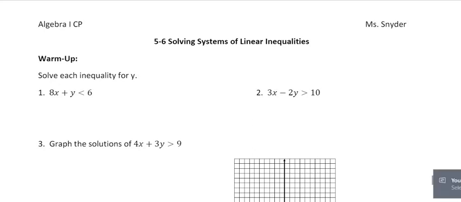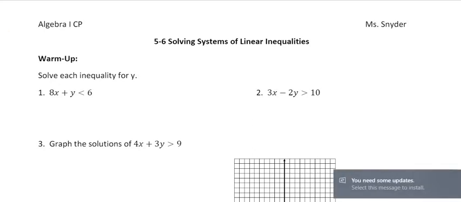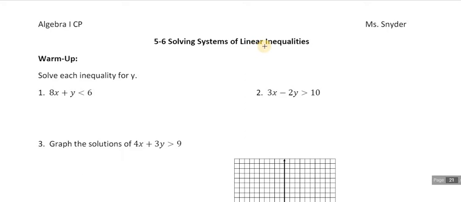To finish up Chapter 5, we're going to be solving systems of linear inequalities. So we've got 3 warm-up problems. The first 2, you're just solving each inequality for y, meaning get y by itself. The third one, you are to graph the solutions of 4x plus 3y is greater than 9.